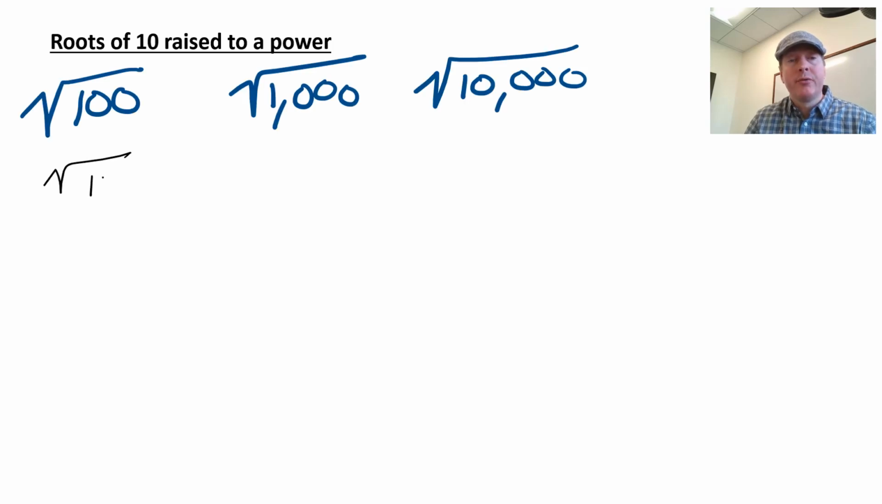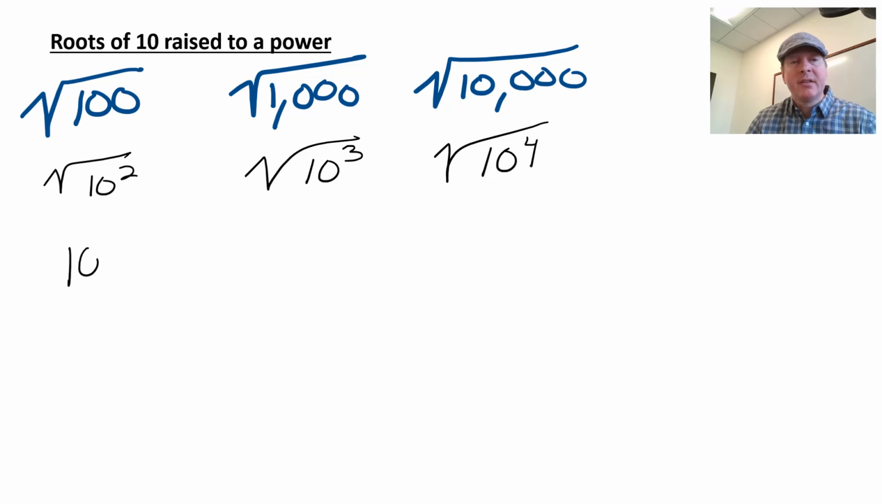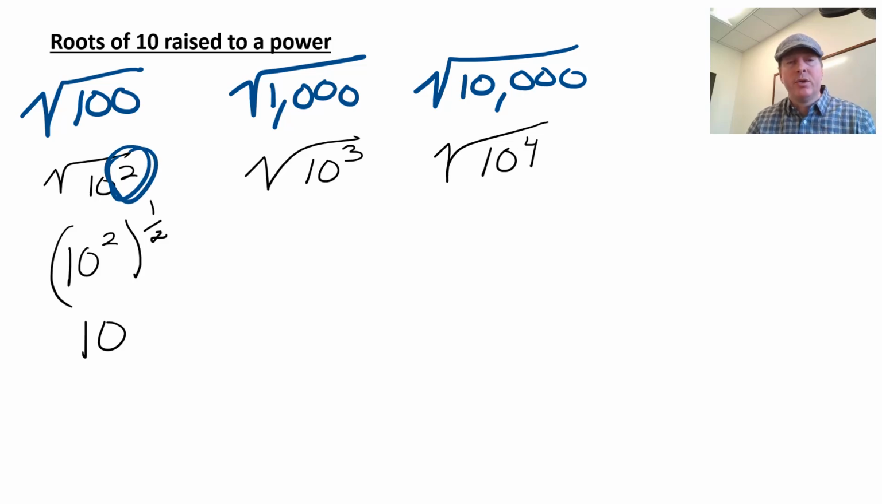Let's talk about the number 10 raised to an exponent and the roots of 10 when it's raised to an exponent. The square root of 100 is the same thing as the square root of 10 squared. The square root of 1,000 is the same thing as the square root of 10 cubed, and then 10,000 is 10 to the 4th. Well, the square root of 10 squared is the same thing as 10 squared to the power of 1/2, which is 10 to the 1. It's simply 10. So the moral of the story: if the exponent is 2, you take 1/2 of that, it's 10 to the 1.